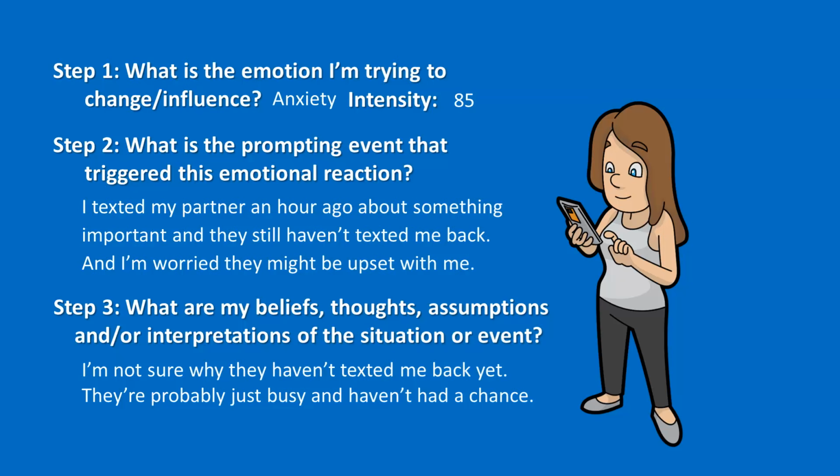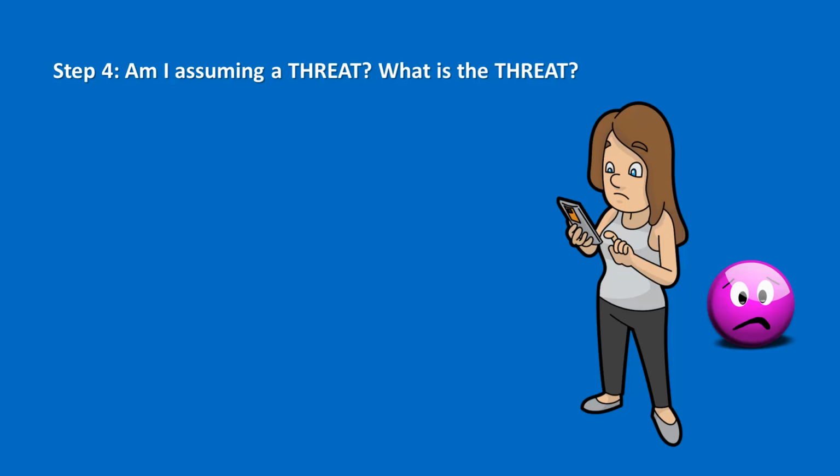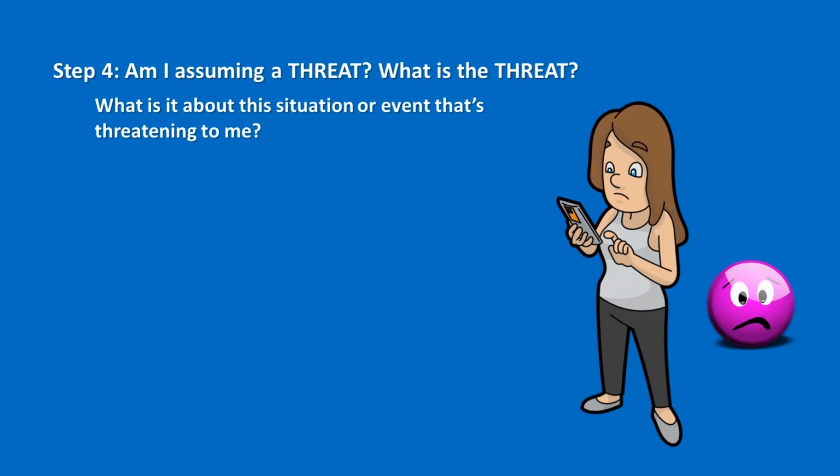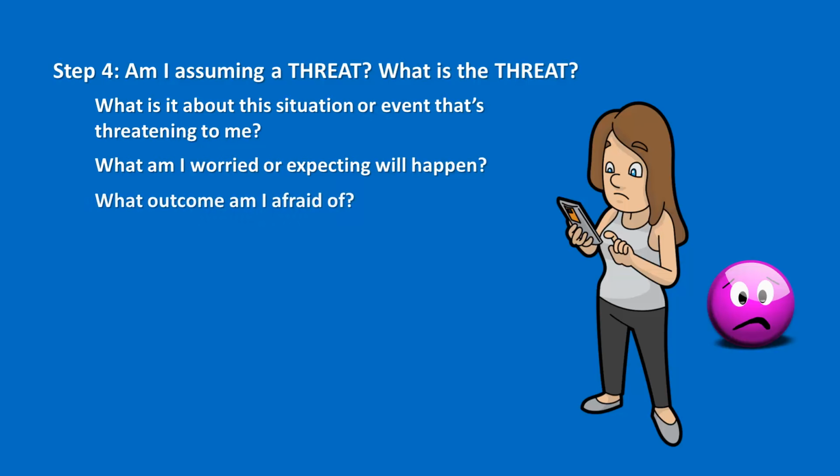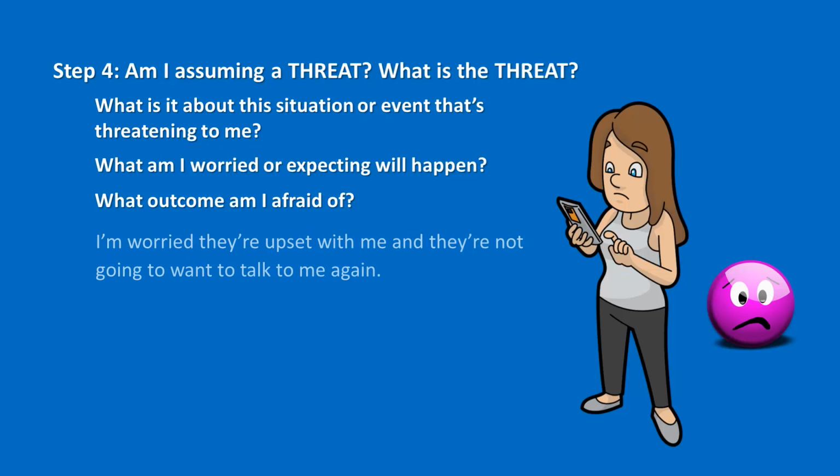So then in step 4, we start off by asking ourselves, am I assuming a threat? And if so, what is the threat? What is it about this situation or event that's threatening to me? What am I worried or expecting will happen? What outcome am I afraid of? So maybe the threat is, I'm worried they're upset with me and they're not going to want to talk to me again. Or they just don't care about me anymore.